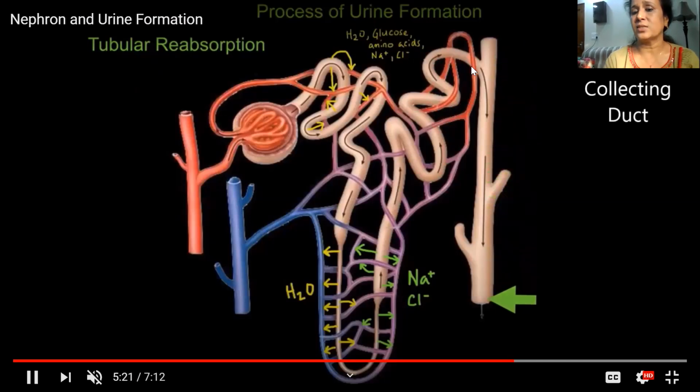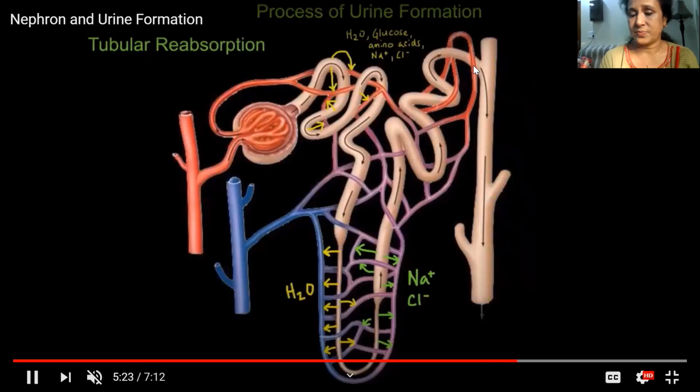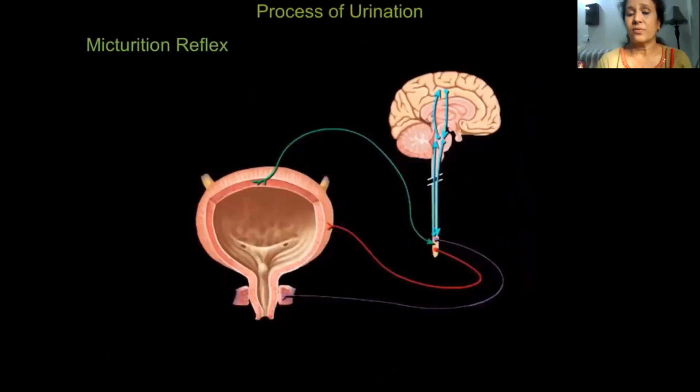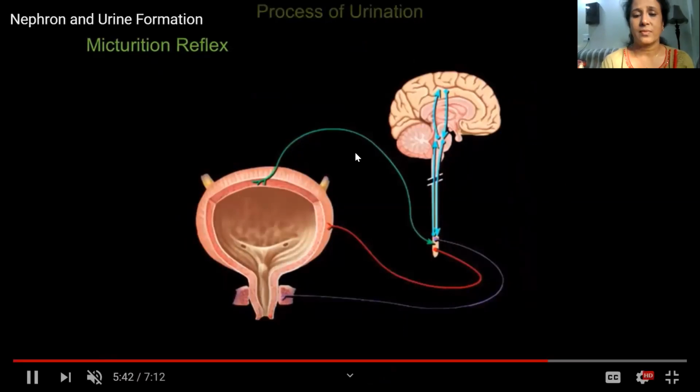After that, we say that urine is formed. Now, this urine is collected here, but still there is scope for water reabsorption. Do you know, when this is filtered, 180 liters of filtrate is formed in a single day. Out of that, we are passing just 1 to 1.5 liters of urine. The rest is reabsorbed. Now, this is the section of the urinary bladder.